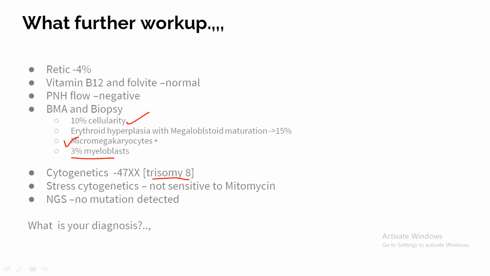Of course, we were able to find some erythroid series dysplastic changes and also megakaryocytic dysplastic changes. So we are probably dealing with myelodysplastic syndrome in this kid. So this child has myelodysplastic syndrome, refractory cytopenia of childhood.